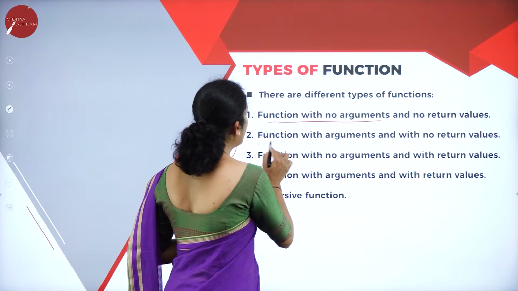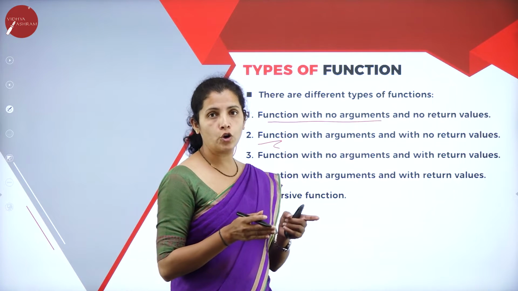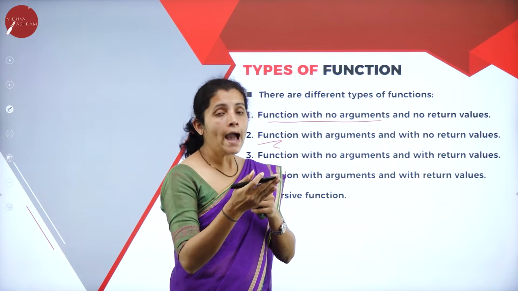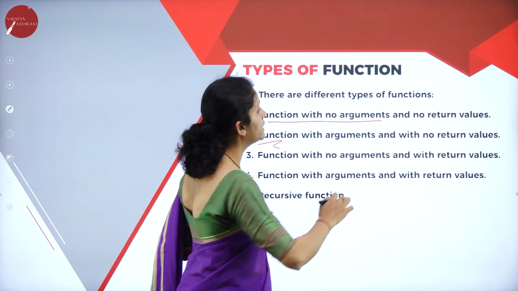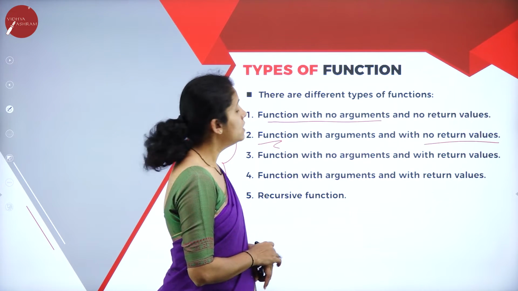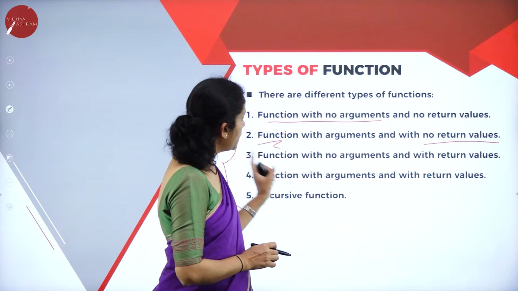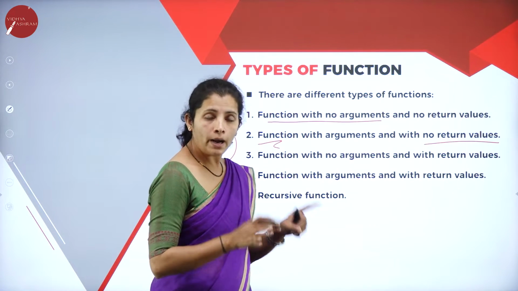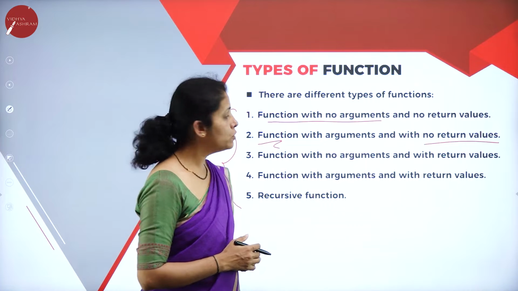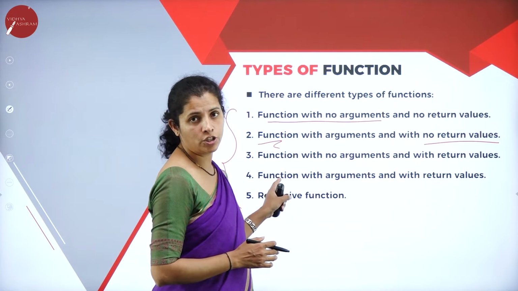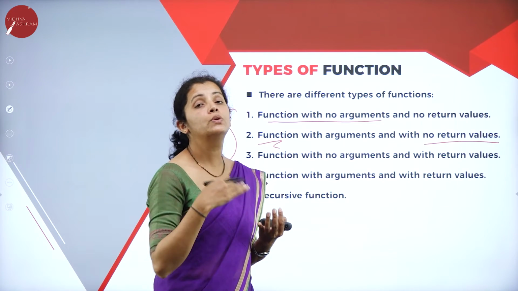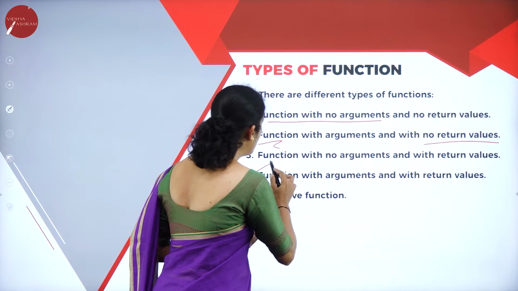Then moving on to the second type, I'm having function with arguments. That means this function can accept the arguments, but it won't return any value. Then the third type: I'm having a function which won't accept any argument, but it is going to return a value. And moving on to the fourth type, this function can accept arguments as well as return a value. So this is my fourth type.